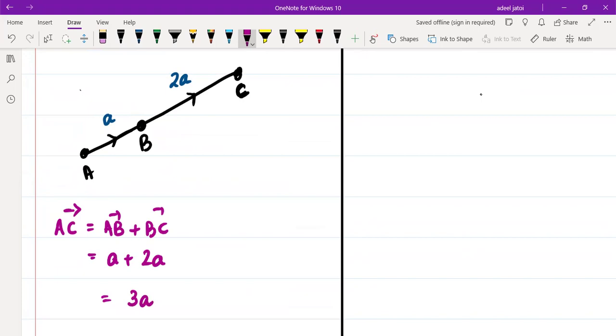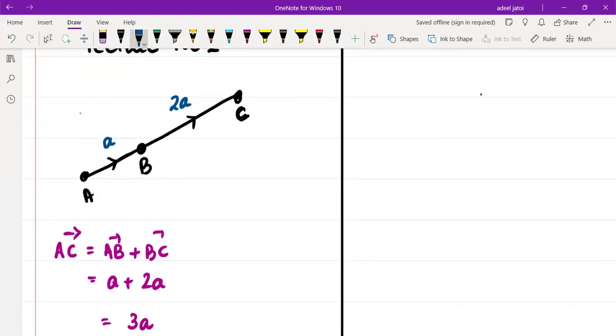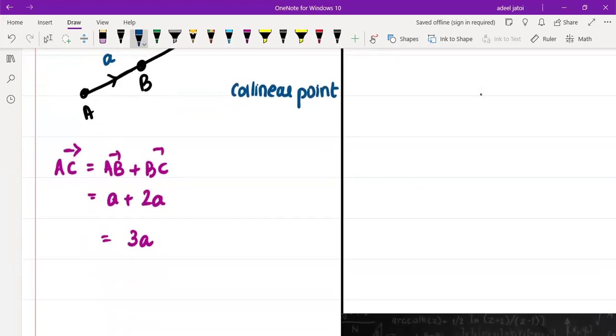So knowing the fact that it's a straight line, and we have 3 points on the straight line. Remember, on the same line, if more than 2 points are taken into consideration, these are known as collinear points. Remember, the gradient is going to be same for any of the 2 points. But again, AC will be AB plus BC, which will be A plus 2A, which is 3A.